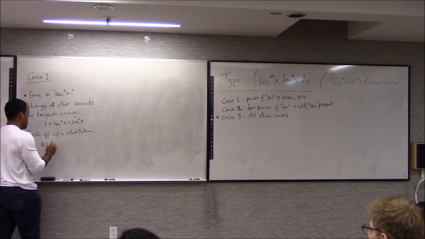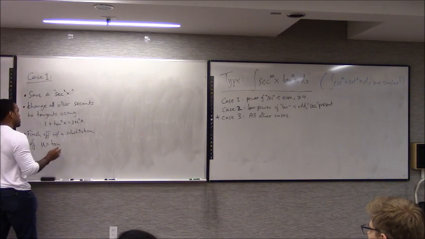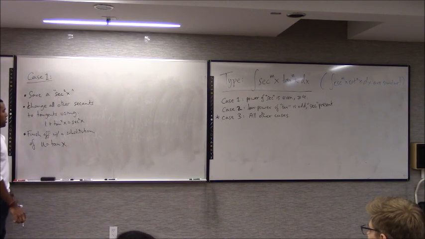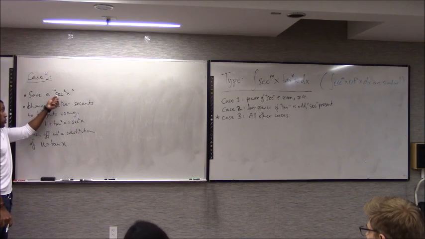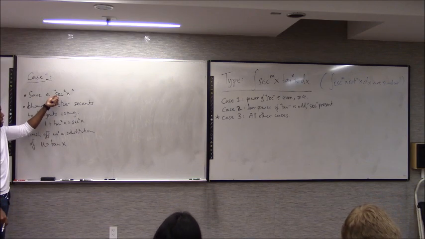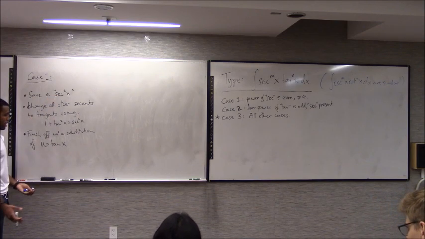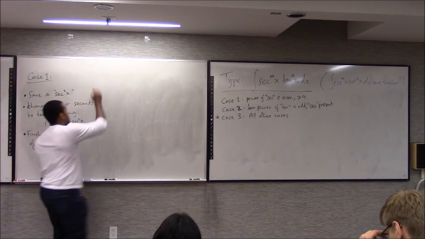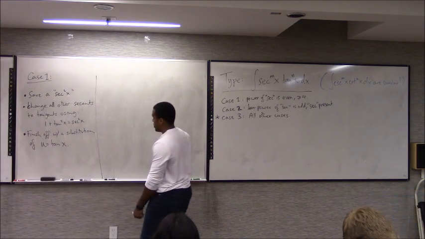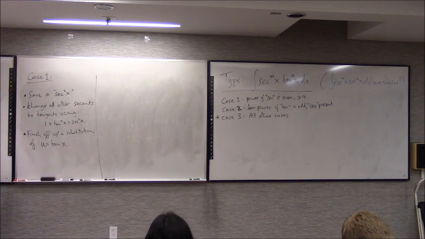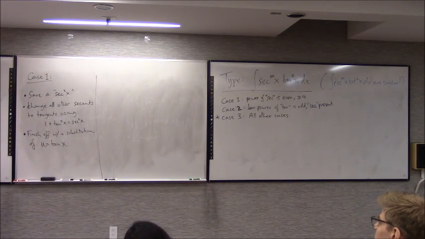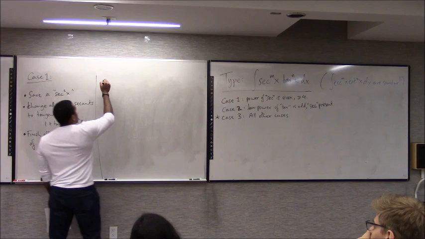Let u equal tangent. So you have to change everybody else to tangent. Remember, the derivative of tangent is secant squared, so the du is going to be that secant squared that you saved in the beginning, and everything else should be fine. After that, you should get a polynomial and it should be fine. Let's actually do a couple. So, examples here.